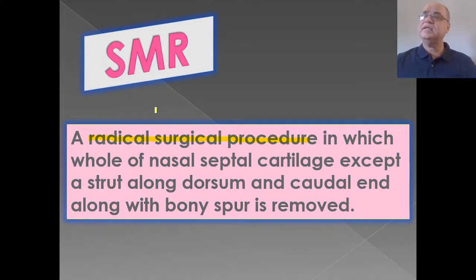So SMR is a standard procedure in which the whole of the nasal septal cartilage, that is the quadrilateral cartilage, was removed, except a strut along the dorsum of the nose and along the caudal border. It was left behind to support the external framework of the nose and the columella. And along with it, of course, the bony spur was also removed.